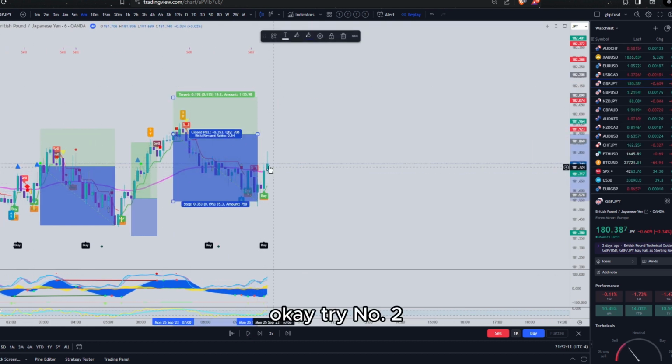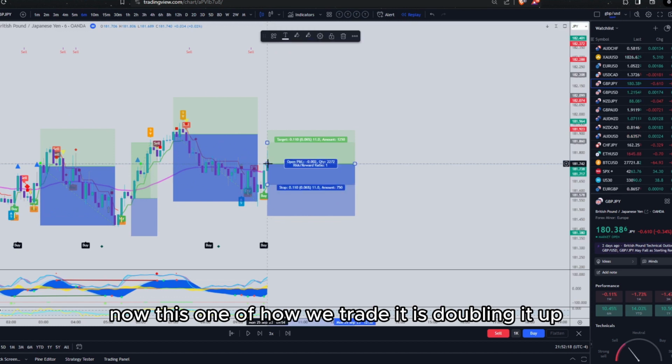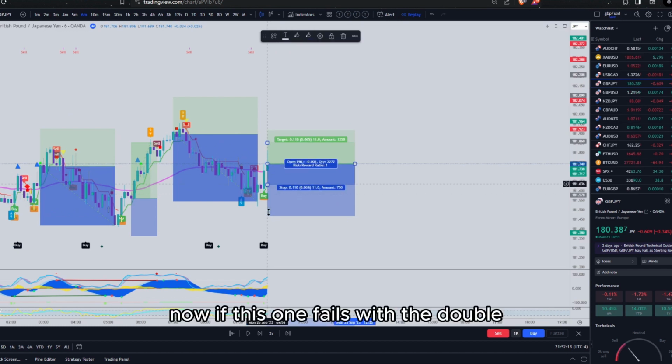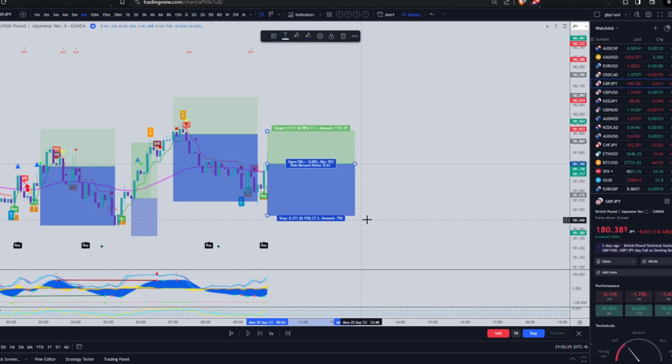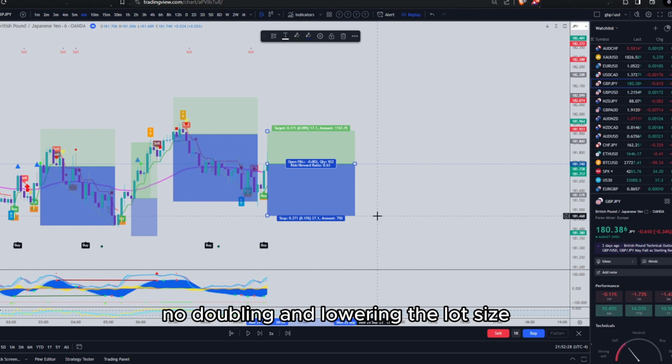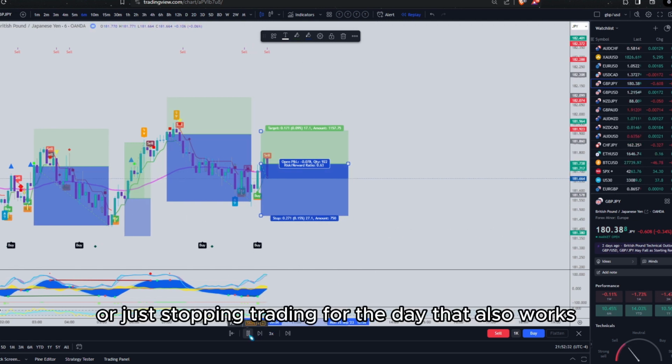Okay, try number 2. Now this one, how we trade it is doubling it up. Now if this one fails with the double, then we come back to the 1s, no doubling, and lowering the lot size, or just stopping trading for the day. That also works.